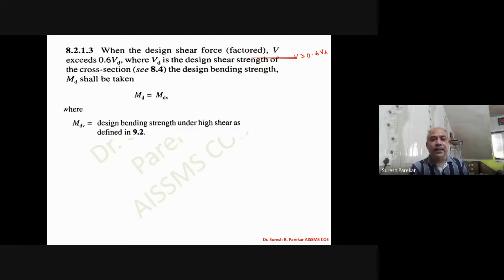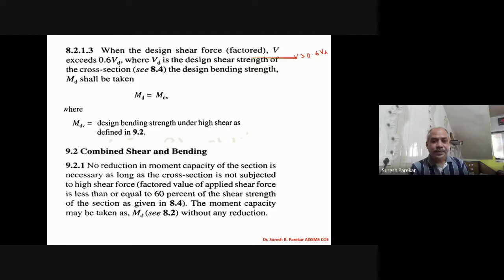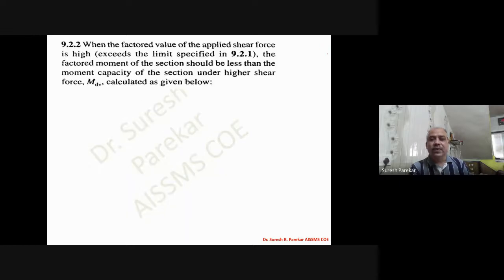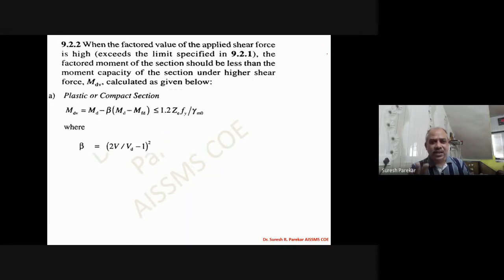So now Md equals Mdv, and you can see this is the design bending strength under high shear as defined in 9.2, which comes under combined shear and bending in section 9, and in that we have clause number 9.2. So we will just see this one, but we will not solve a problem on it.